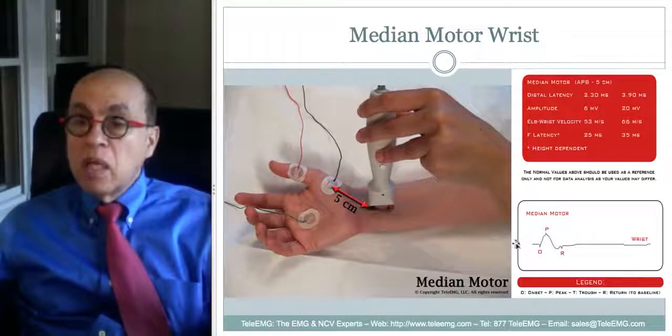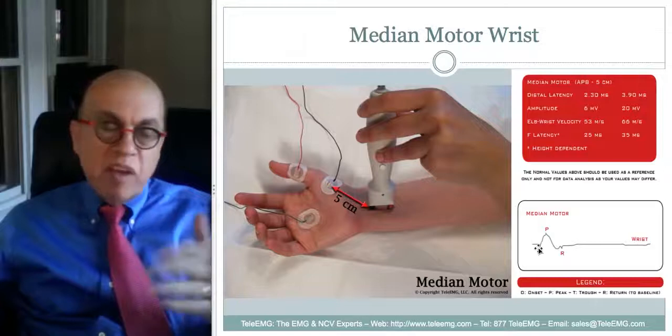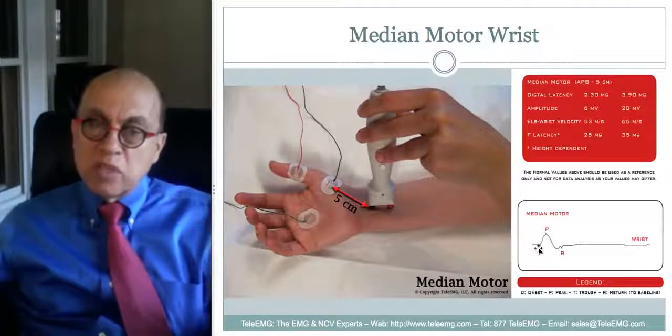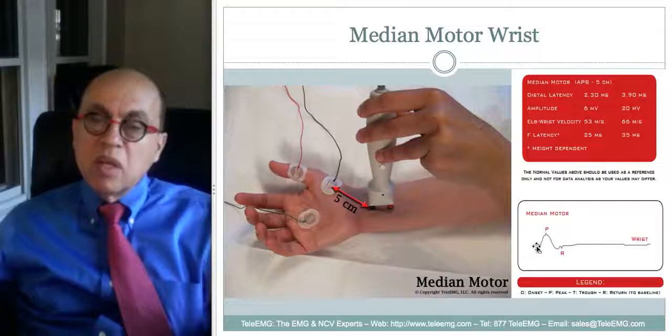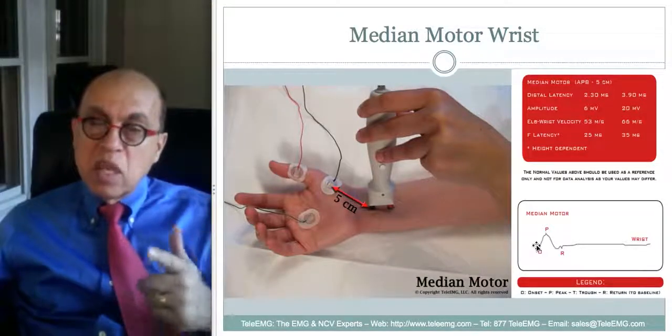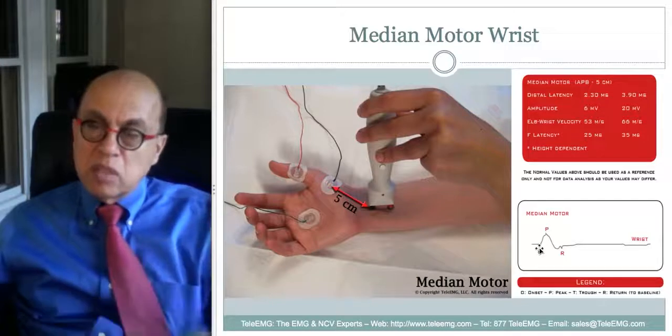By the way, in motor studies, you will very easily see the onset. In sensory studies, in most cases you do, but not in all cases. So therefore, in sensory studies, we could use either the onset or the peak latency. In the motor studies, we only use the distal latency and the proximal latency.